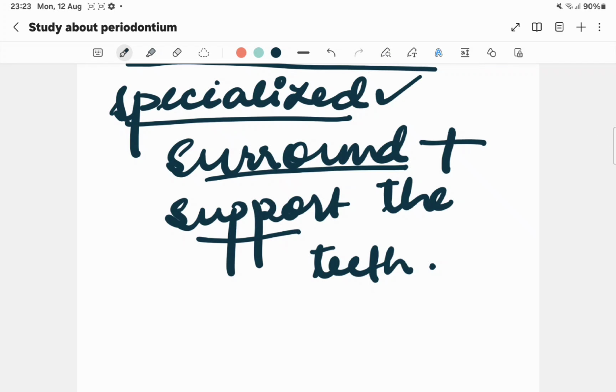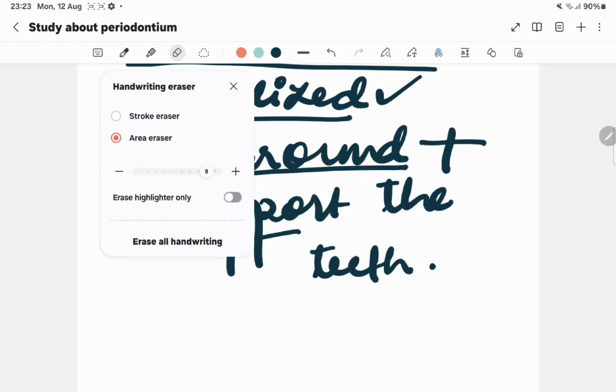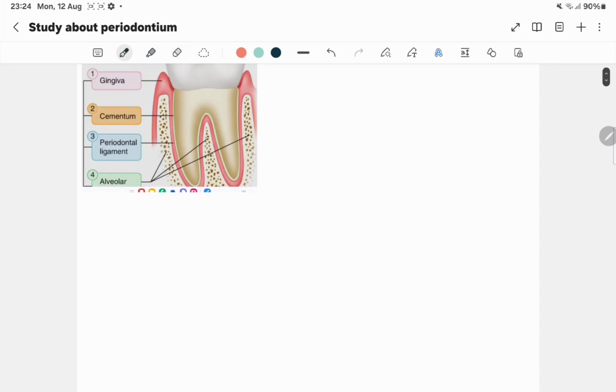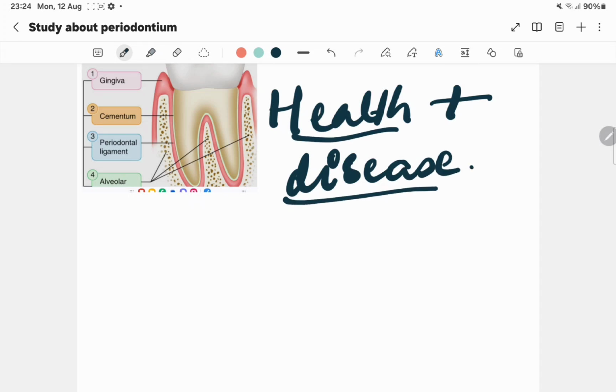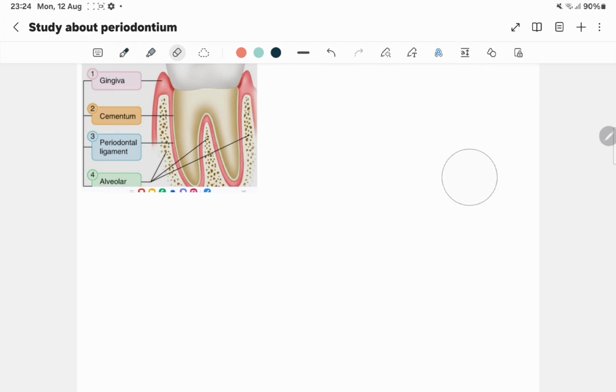So what is periodontology? Just a second while I erase all of this. So what is periodontology? Periodontology is the scientific study of the periodontium in health and disease. In health and disease. That is periodontology.